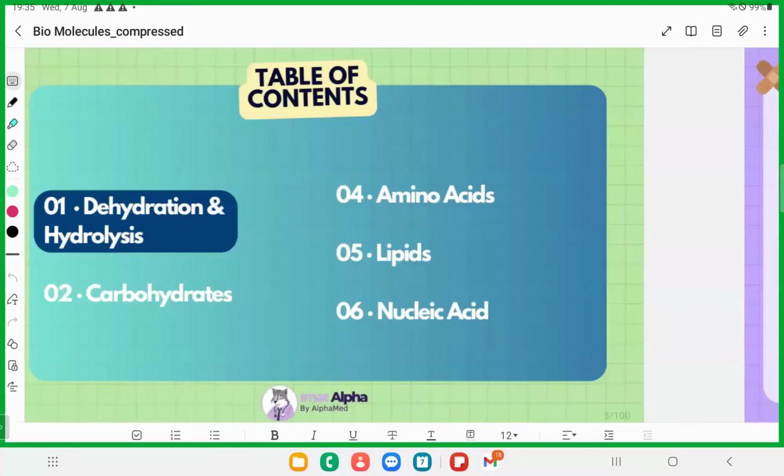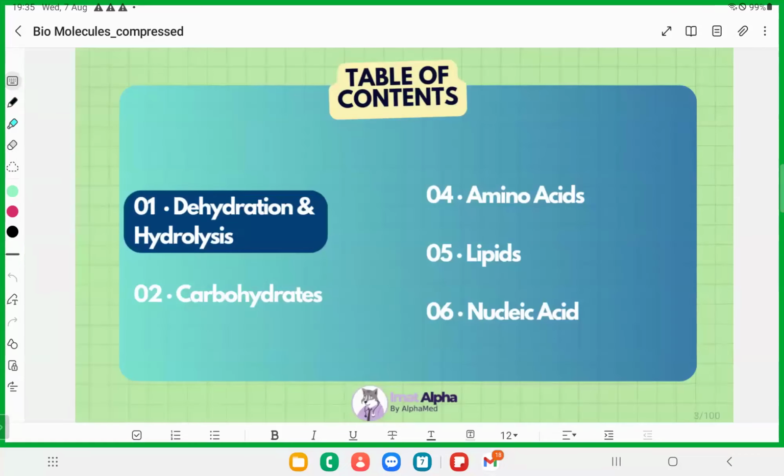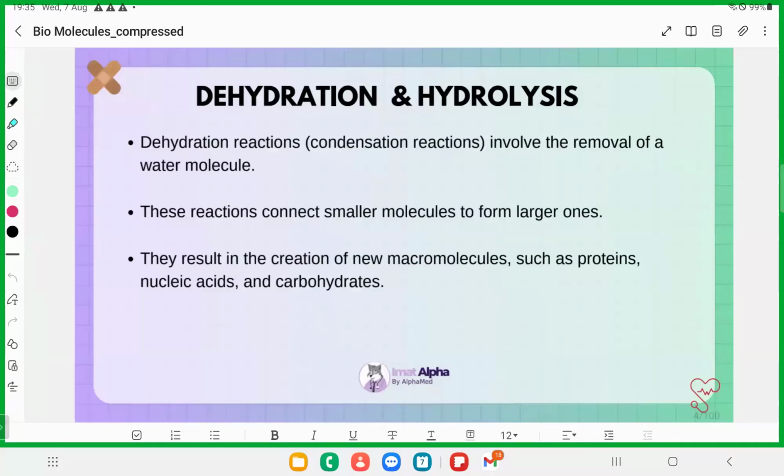We're going to speak about the amino acids, the carbohydrates, the lipids, and the nucleic acids, dehydration and hydrolysis. So we're going to start with the two processes that you already mentioned before, which are dehydration and hydrolysis. Dehydration reactions are condensation reactions, as a different name.